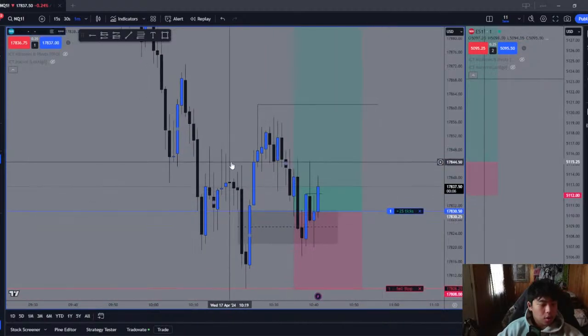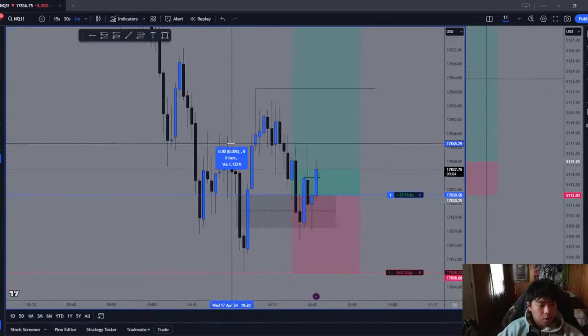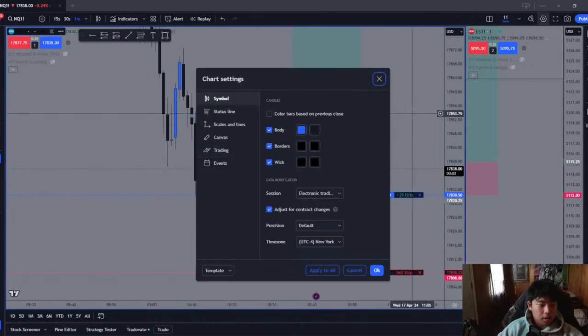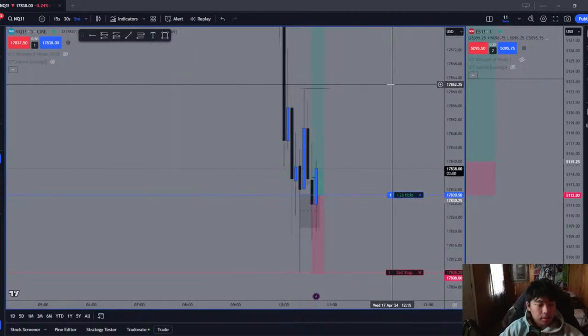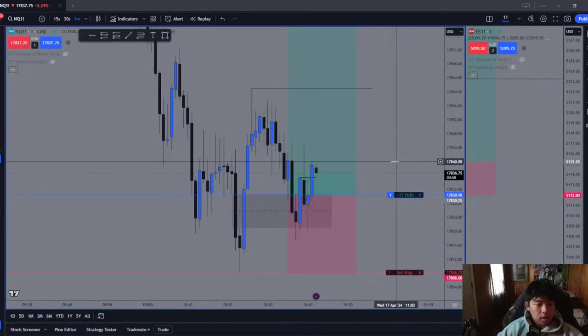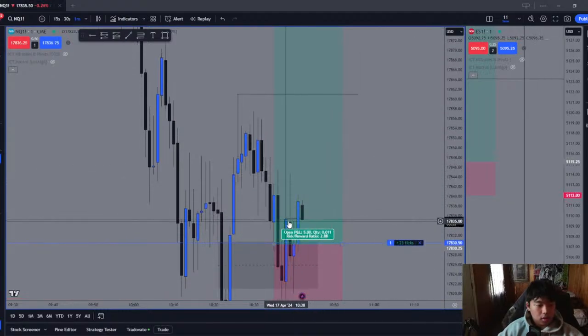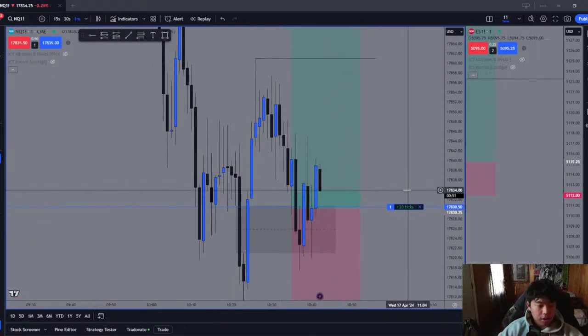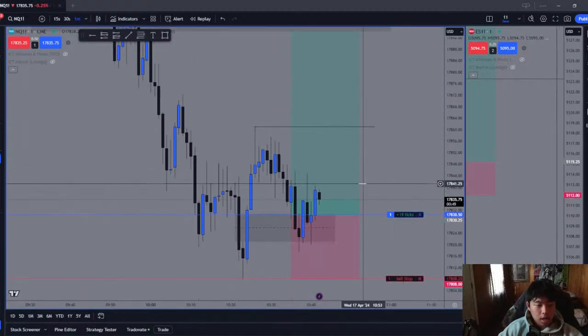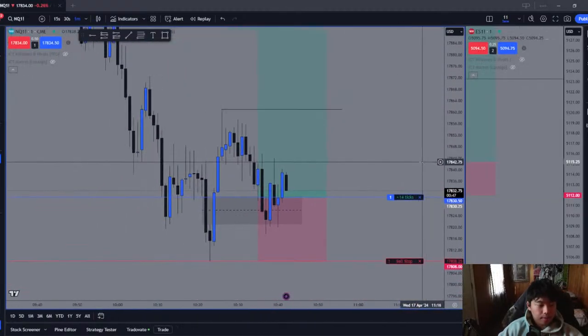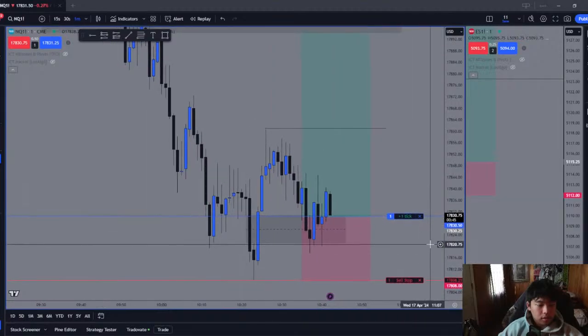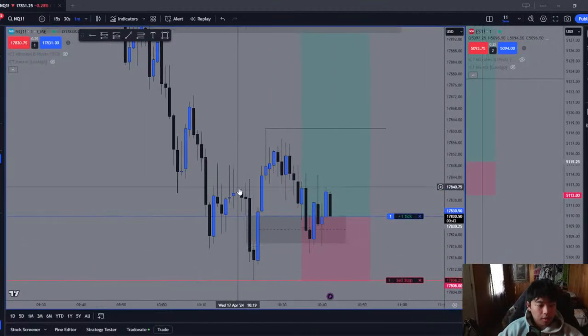This should be your unicorn model here. Breaker, fair value gaps. This looked good. Should be holding. We broke structure to the upside here. We should see some more upside coming into this price action level here. But we do have a unicorn here, so.